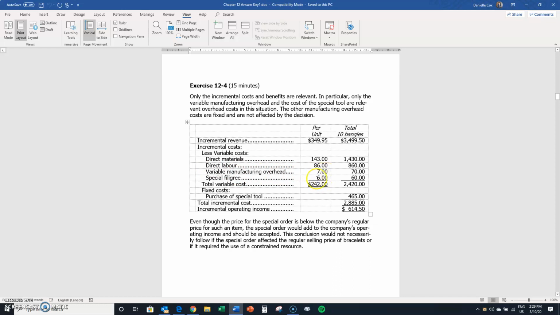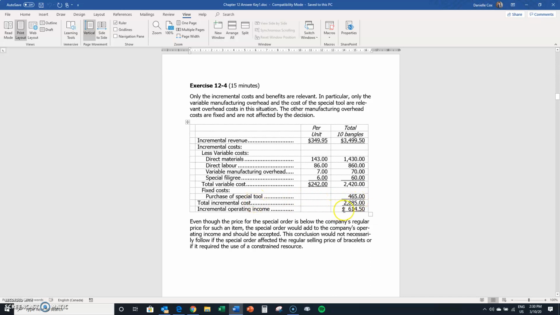And the additional $6 for this special filigree. So our total variable costs that would be different if we went ahead and did this special order is $242. Here all we're doing is multiplying it by 10 because the order was for 10 bangles. We would also have to purchase a special tool that has no other use after this is done, so the whole $465 then gets applied to this job.